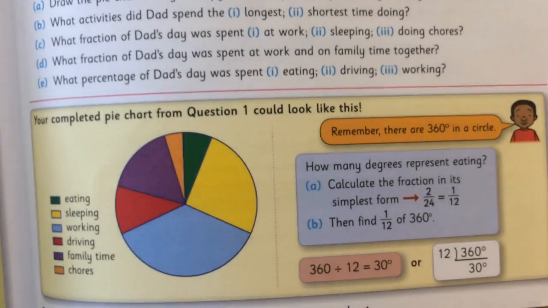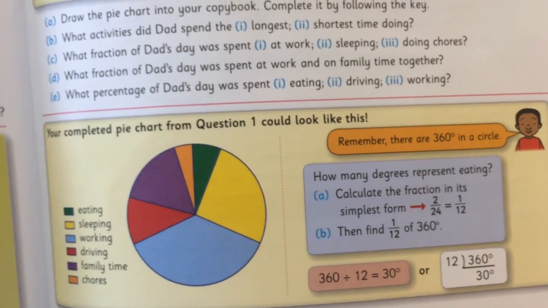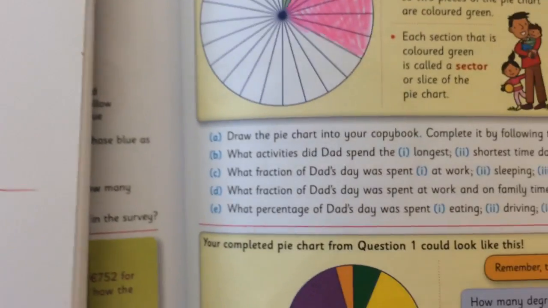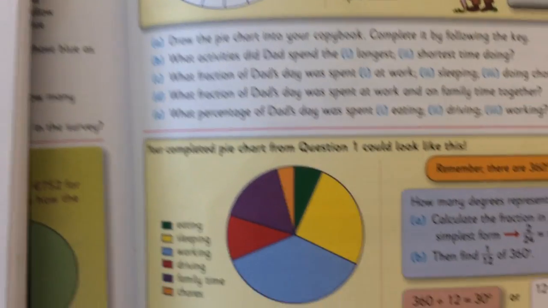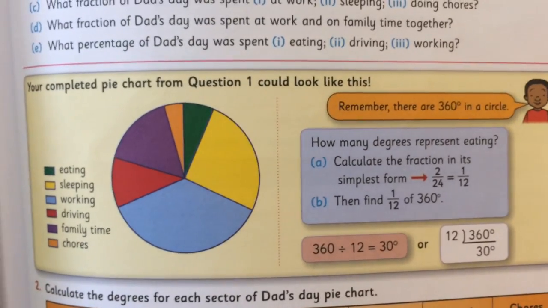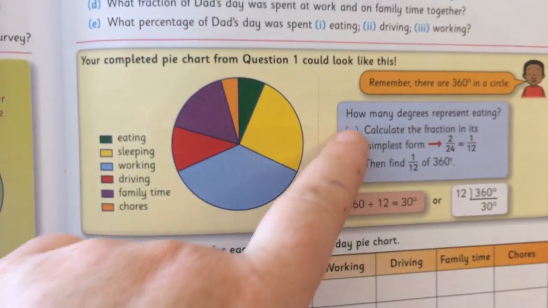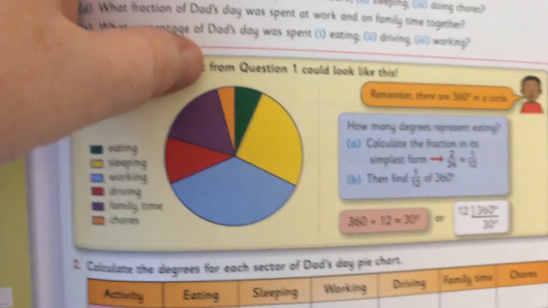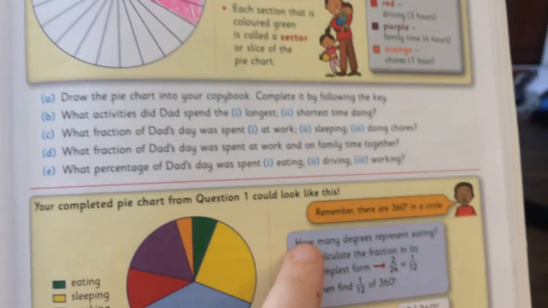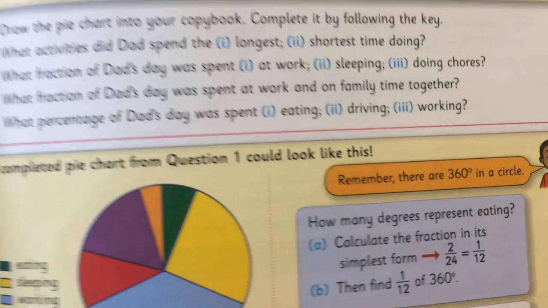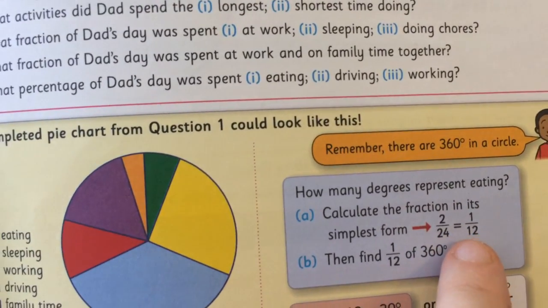So how would you calculate that? How many degrees represent eating? In other words, instead of having to draw those lines like that, you could actually easily do it using your protractor. It says calculate the fraction in its simplest form. So how many degrees represent eating? Again, we're back to our eating, which is 2 of the sectors. So it's 2 out of 24. Can you see that there? 2 out of 24, which is 1/12.